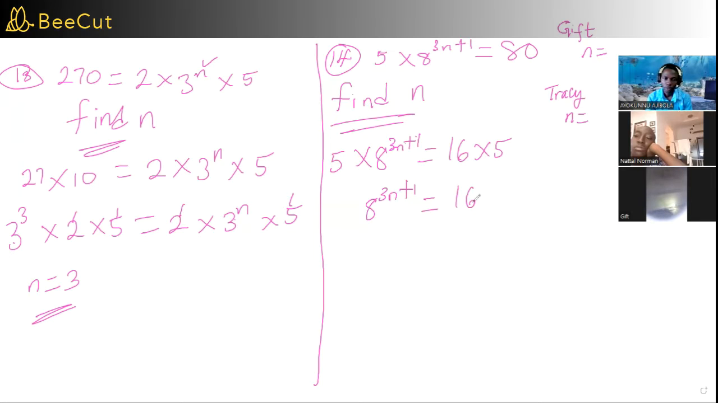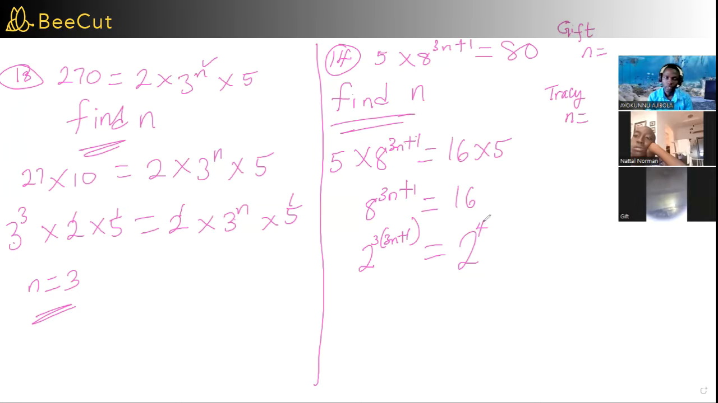And if this is equal to 16, all I will have to do is to look at 8 raised to power what is 16? That cannot work. Then I will say 2 raised to power what is 8? That's 2 raised to power 3. Then don't forget we have 3n plus 1, because 2 raised to power 3 is 8. Then this is also 2 raised to power 4, giving us 16.